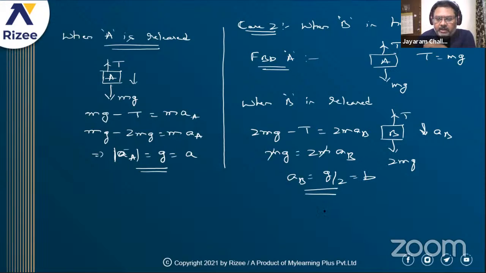He has named it as B. Finally, he is asking A by B is going to be how much. So the A value we have got as a g, and the B value we have got as g by 2. Then the ratio is going to be 2.